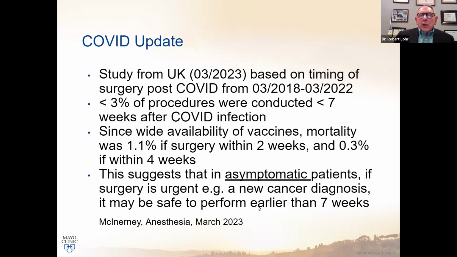So what this suggests is that in the asymptomatic patient, if the surgery is urgent, in other words, a new cancer diagnosis, we'll say, something that you don't want to wait on if you don't have to, you may be able to go earlier than 7 weeks. At least there's some information to suggest that.